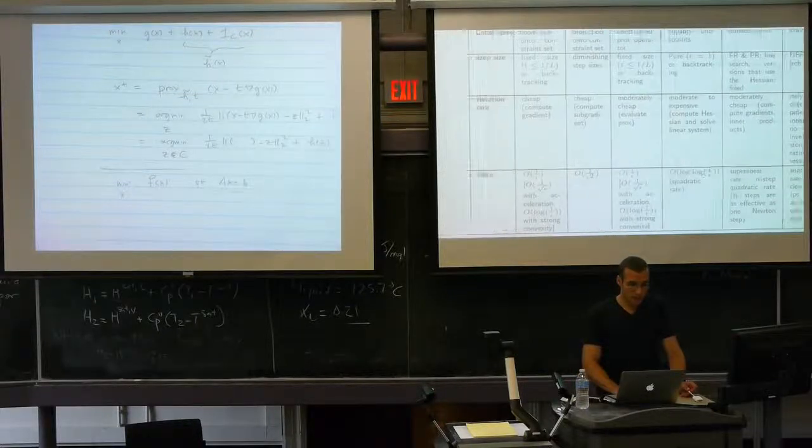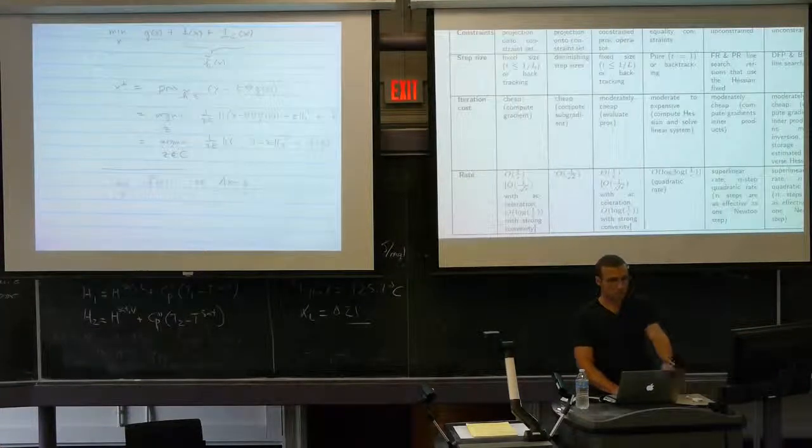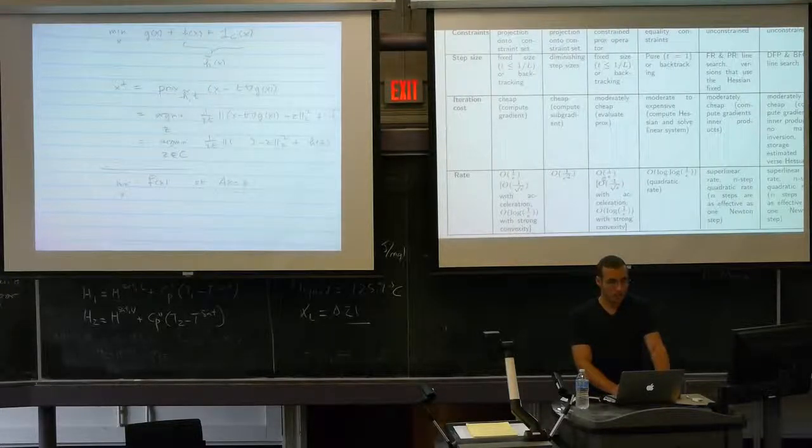And then how about the rates? This is how fast each iteration is. This is how many iterations we expect it to take to converge. So these things together tell us about the speed of the algorithm.